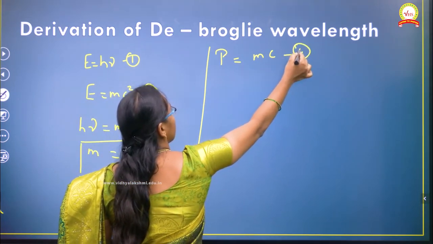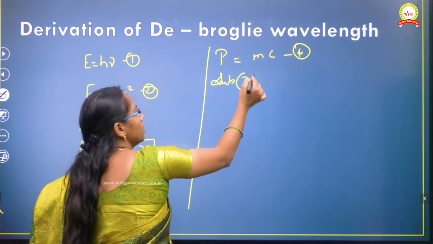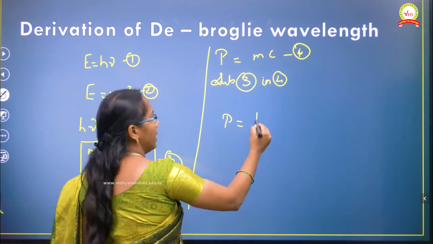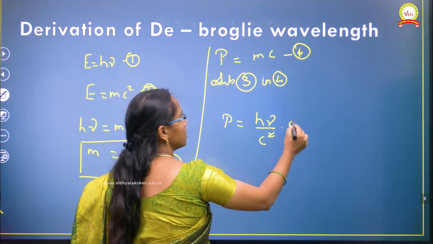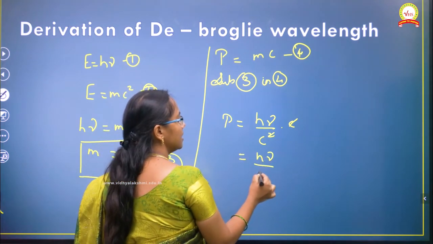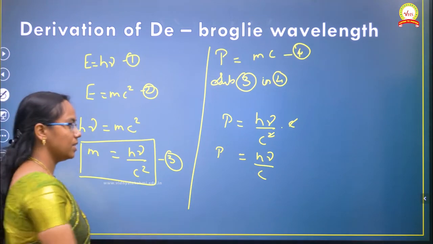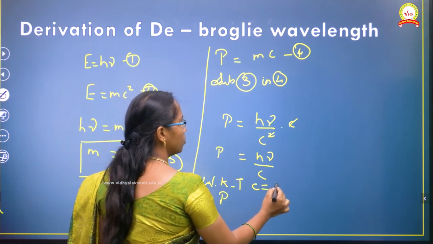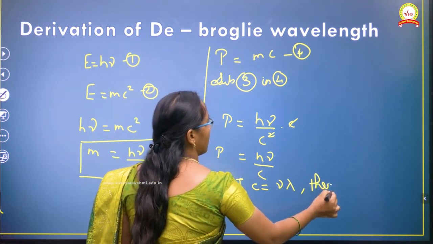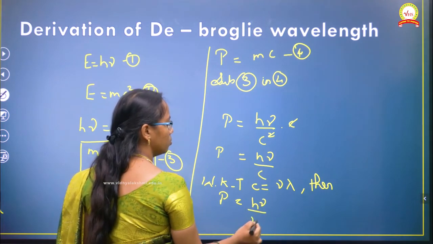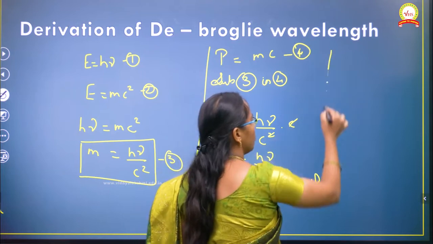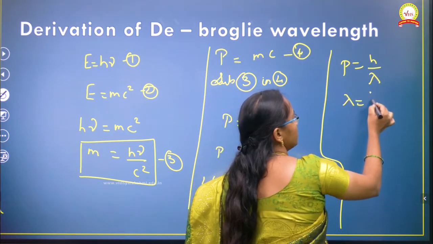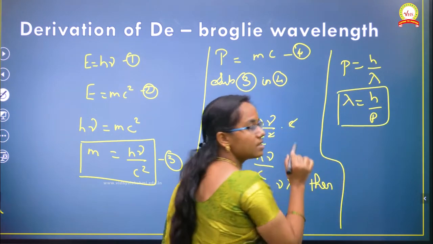Let this be equation number 4. Substitute 3 in 4. Instead of m, I am going to substitute this relation, and I will get P is equal to h nu by c square into c. The c square and c will get cancelled, so we get P is equal to h nu by c. We have seen that c is equal to frequency into lambda. Then P will be equal to h nu by nu into lambda. Nu and nu will cancel, so you are left with P is equal to h by lambda. You can rearrange, lambda will be equal to h by momentum. This is known as de Broglie's wavelength.